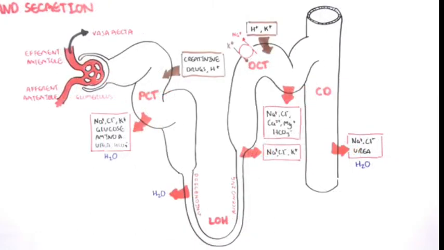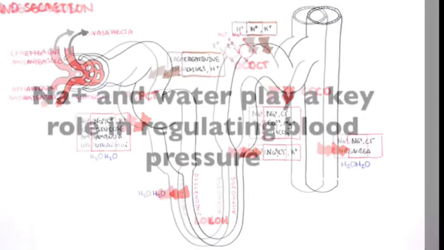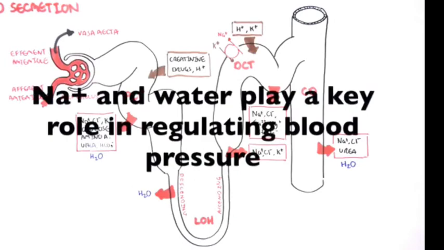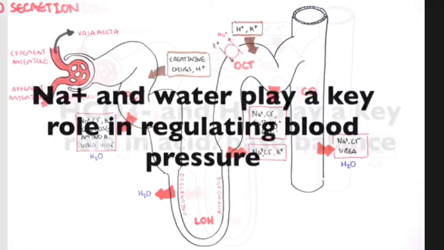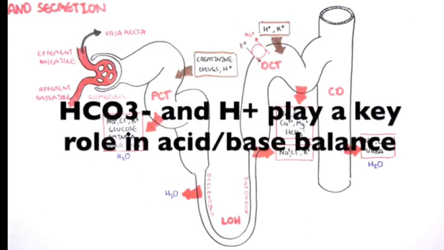At the proximal convoluted tubule, creatinine and certain drugs and also hydrogen ion will be secreted. And at the distal convoluted tubule, the hydrogen ion and the potassium will be secreted, and there is also sodium and potassium exchange. Sodium and water play a key role in regulating the blood pressure, while the bicarbonate and also hydrogen ion play a key role in acid-base balance.